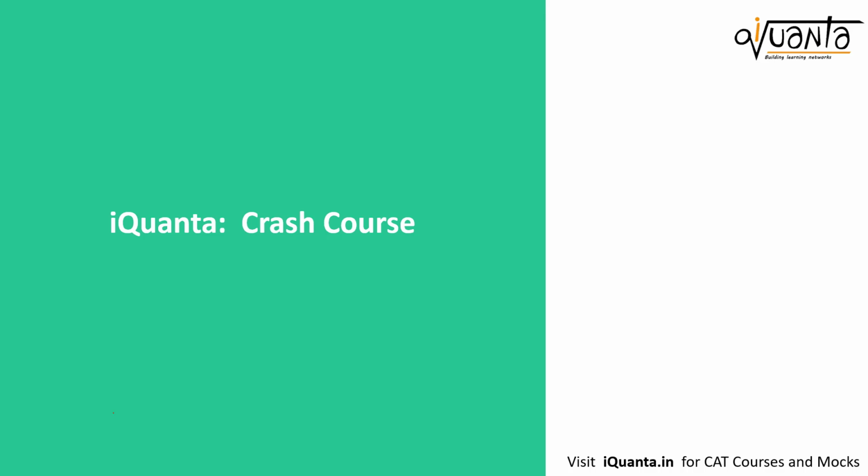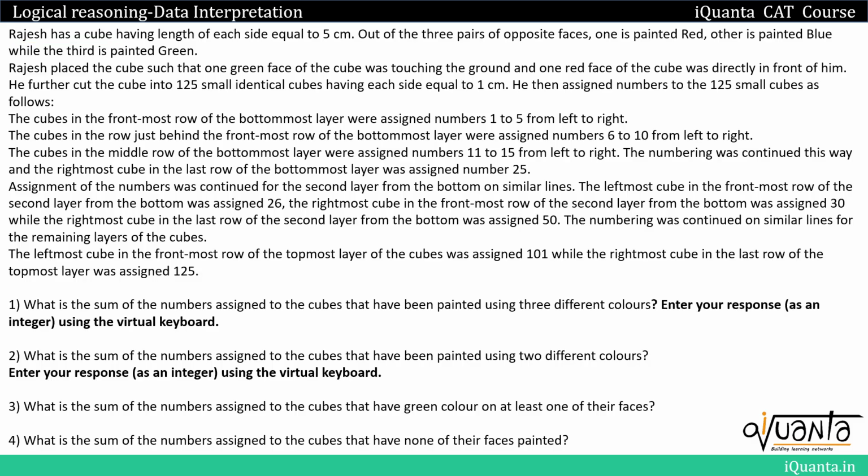Hello everyone, we'll try to solve a question based upon cubes. The question that we have is: Rajesh has a cube having length of each side equal to 5 cm. Out of the 3 pairs of opposite faces, one is painted red, other is painted blue, while the third is painted green. Then Rajesh placed the cube such that one green face of the cube was touching the ground and one red face of the cube was directly in front of him.